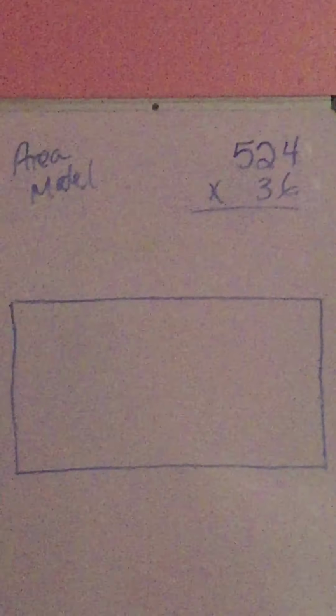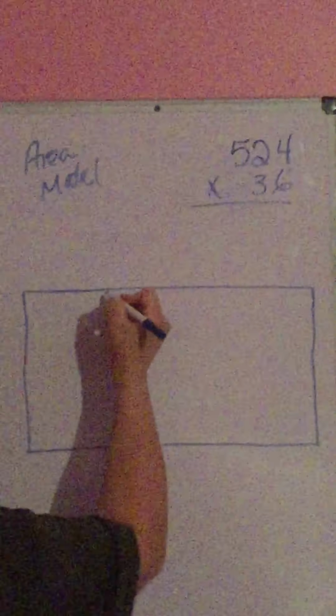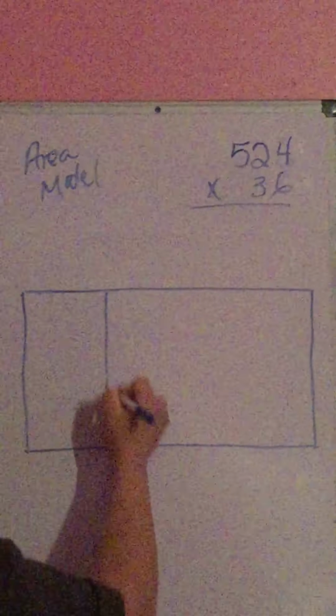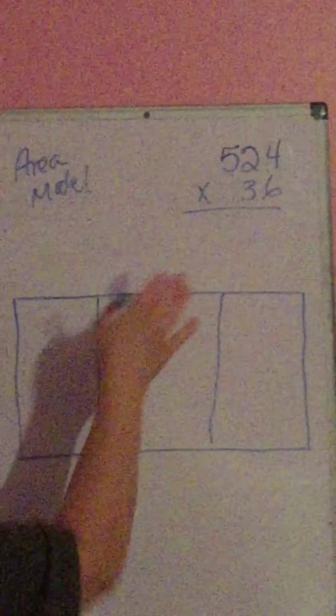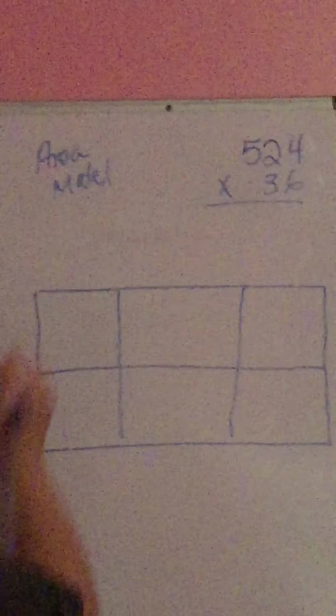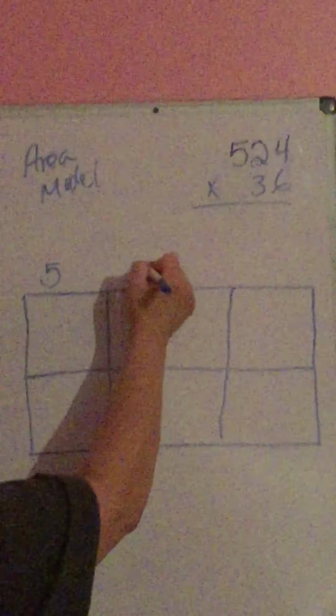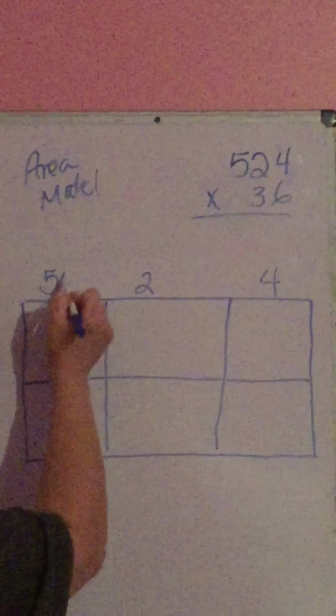Okay, now I'm going to show you how to do the area model using the same problem that we just worked in the algorithm form. It's going to be 524. So this top is going to be broken into 3 sections vertically, and 36, so we're going to go 1 break horizontally. So 524, 5 is in the hundreds place, 2 is in the tens place, and 4 is in the ones place.